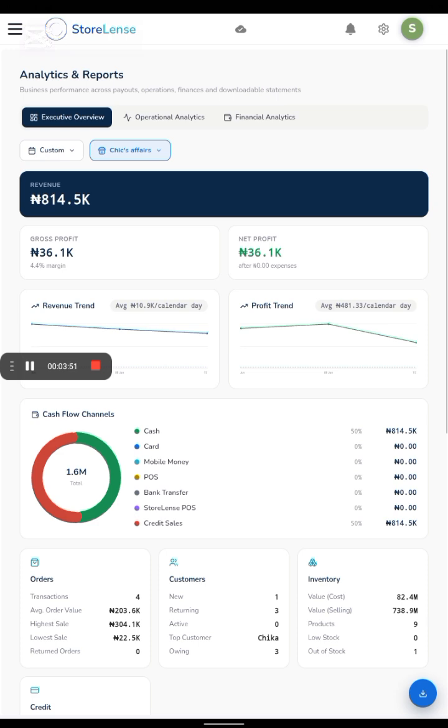So it's going to calculate, remove the expenses you've made to give you your net profit. This graph that you are seeing is just a trend of how your profit and your revenue are trending. Do you get? So that is it.